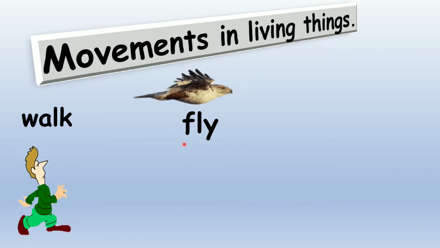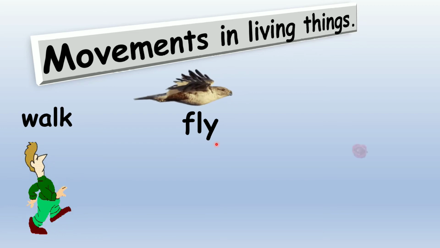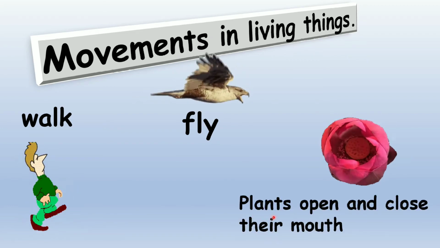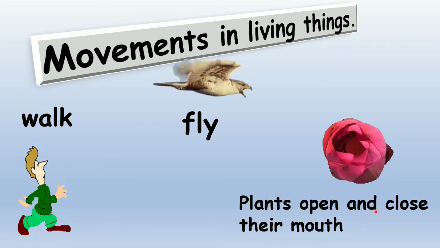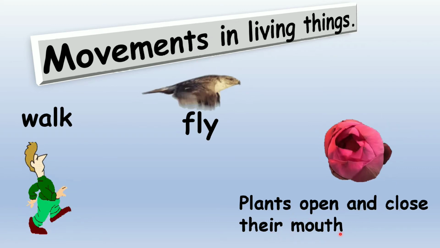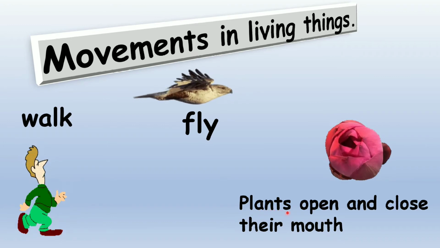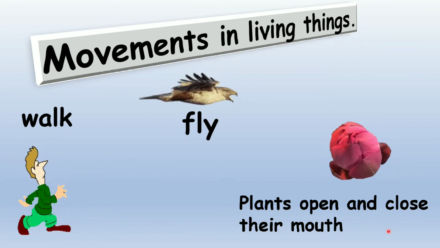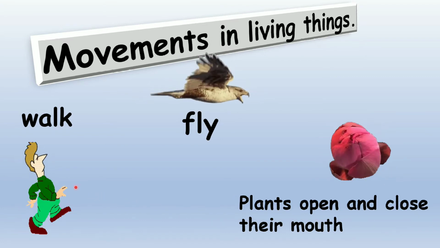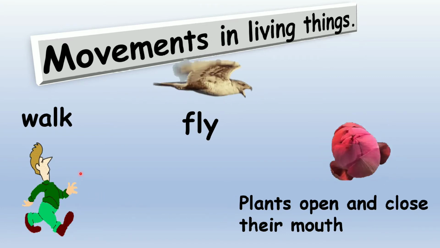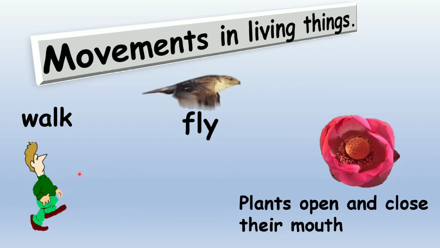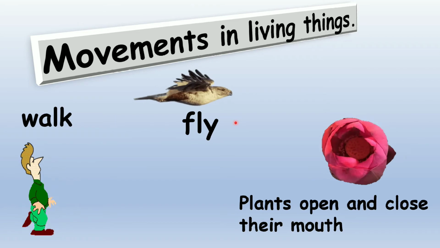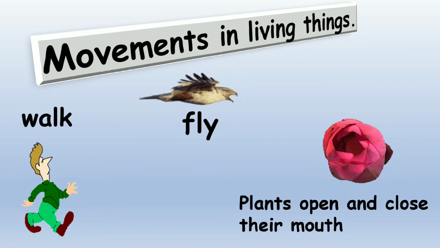Fly. And lastly, we have plants. And plants open and close their mouth. Okay, they are plants that open and close their mouth. So these are the three kinds of living things that we are gonna talk about. We have human beings, we have animals, and lastly we have plants.